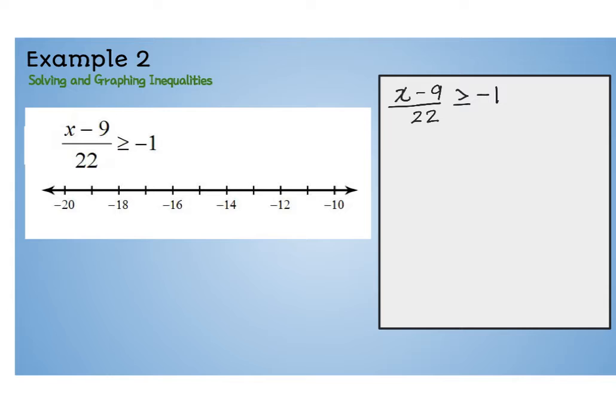Now I also like to put parentheses around a quantity that's in the numerator of a fraction. So the first thing that I'm going to want to do is undo that division. And the inverse operation for division is multiplication. So I'm going to multiply both sides by 22.